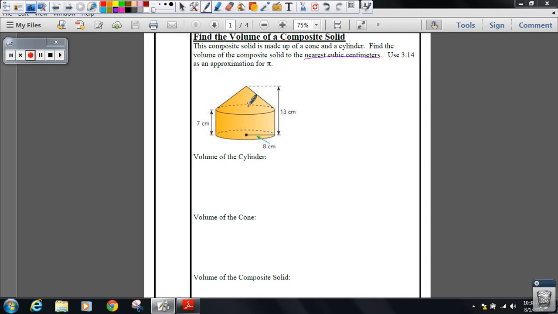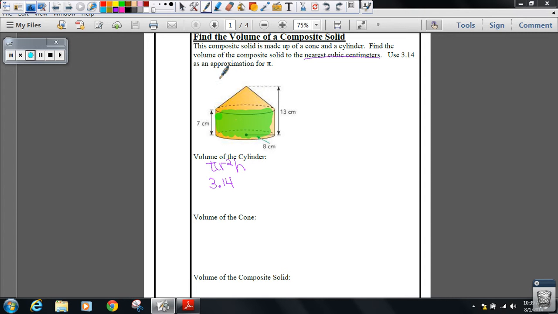So we split it into the two solids we know the formulas for, and then at the end, since this one's the total, we're going to add it together. So the volume of the cylinder formula is pi radius squared times height. So pi is, just like it said, 3.14, and I'm looking at the cylinder. If I go ahead and highlight the cylinder part, this is going to be my cylinder part.